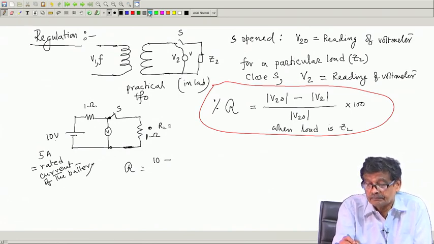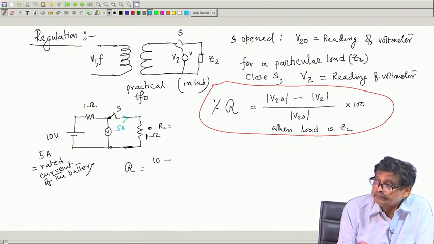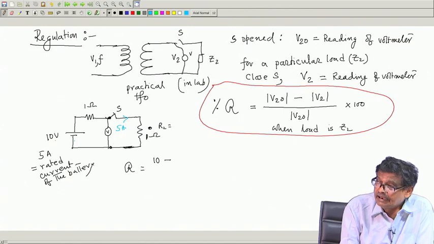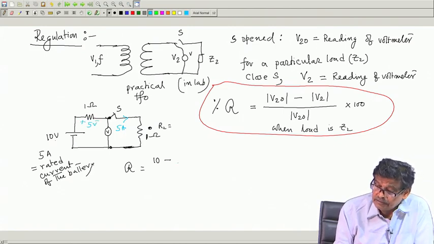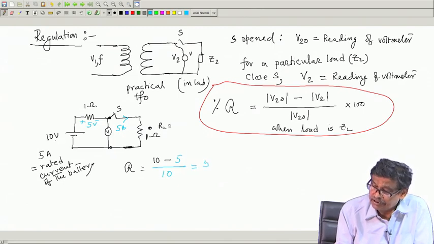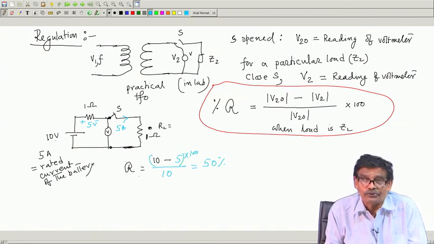So, when the battery supplies rated current with S closed, the current in the circuit will be how much? 5 ampere. And what will be your output voltage? 10 minus this drop, that is another 5 volt here. Therefore, with S closed, this voltage will be 5 and divided by 10, and I will say regulation is 50%. Are you getting? This is into 100.